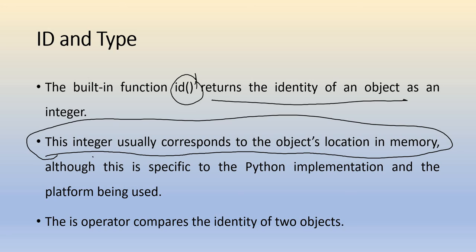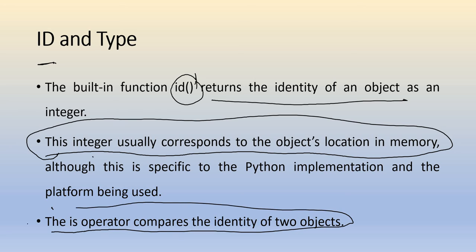While working with the program, we are going to see the ID of each variable we have created. In the practical example, you can clearly understand this ID. And what is type? It is nothing but giving the data type. And then the is operator also compares the identity of two different objects. How it compares, that also we will see.